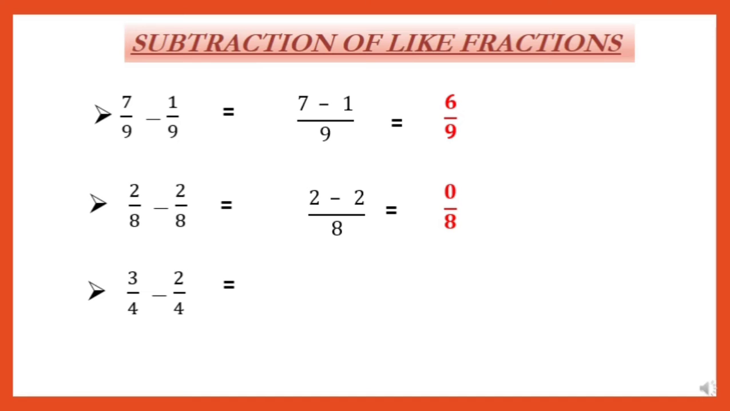Next example, 3 by 4 minus 2 by 4. Same step, subtract the numerators 3 minus 2 and write the denominator unchanged, same, 4. 3 minus 2 is equal to 1, so the fraction is 1 by 4.